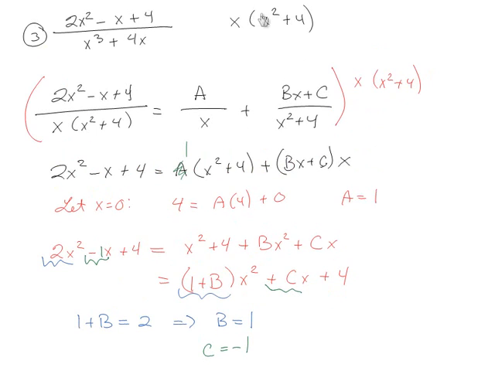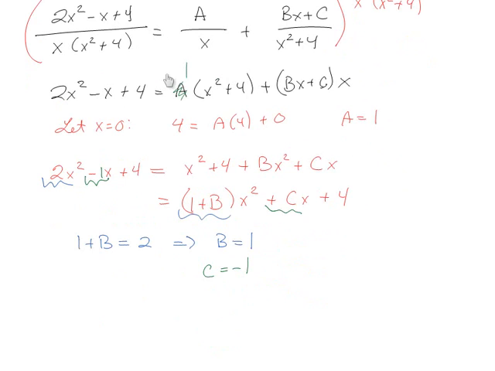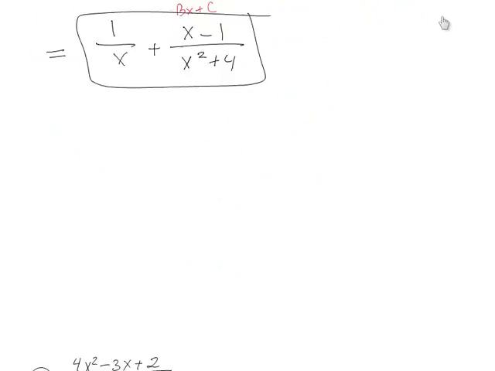So my final answer is that my partial fraction decomposition is equal to a, which is 1 over x, plus bx plus c, which is x minus 1 over x squared plus 4. So that's my partial fraction decomposition of that one. That was a cute little trick. That works. All right, let's do more.